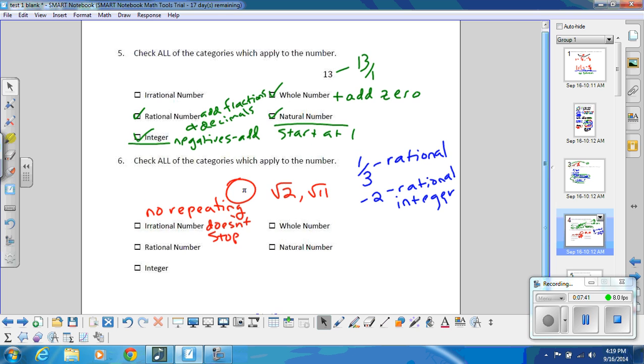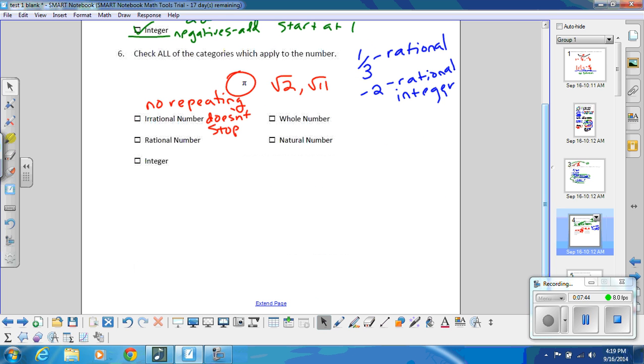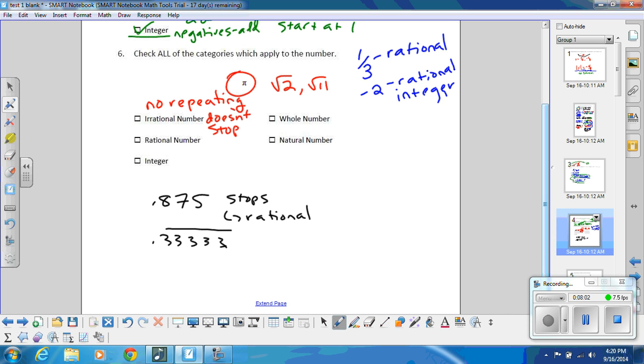So when I'm talking about this, let's just take a second to think about it: the no repeating. If I give you the decimal 0.875, this stops. Because it stops, it's rational. It's not irrational, okay? If I gave you the decimal 0.3333 and it just keeps going, repeating, this is repeating because it's the same thing over and over again. And even if it was something like 6767, etc., okay? Those are repeating. Those are rationals.